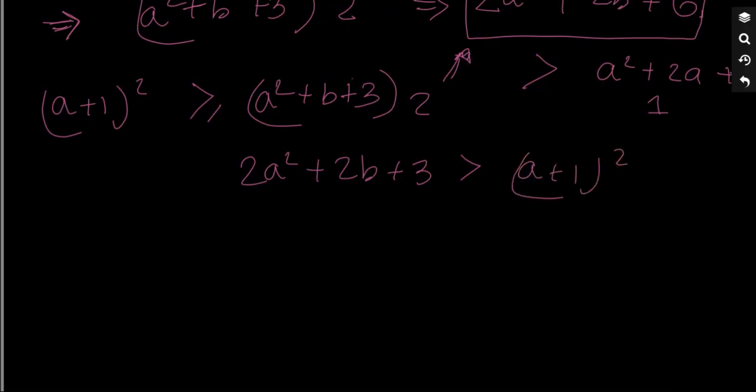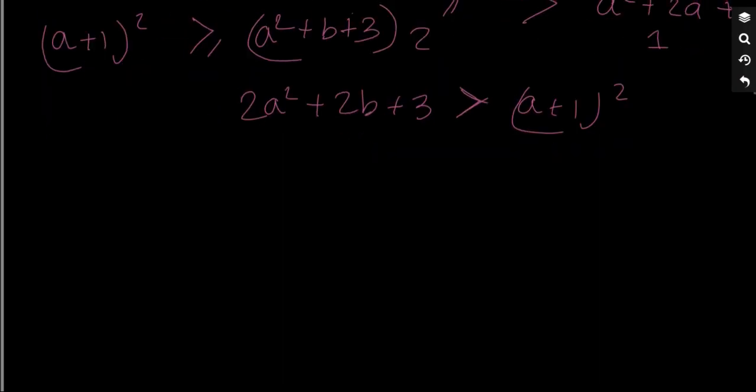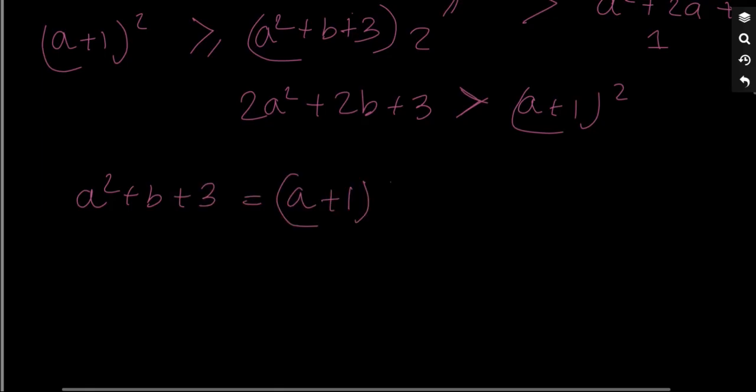What does that mean? That means that we cannot multiply this by 2. If we multiply this by 2, the inequality is not going to hold. That means that a square plus b plus 3 equals a plus 1 whole square.